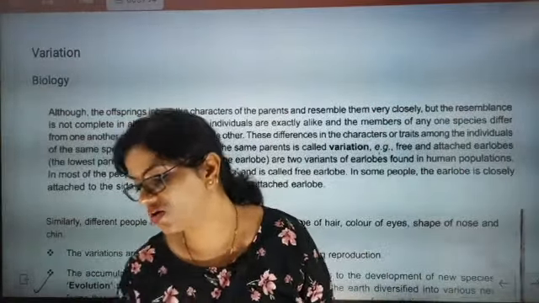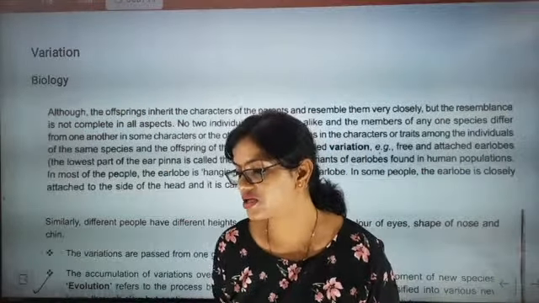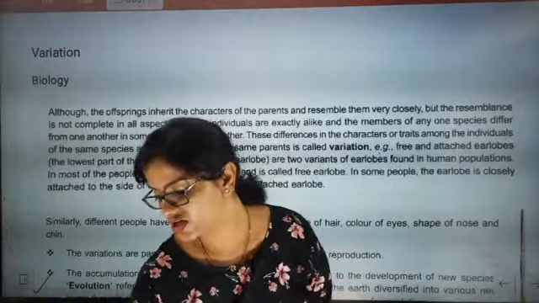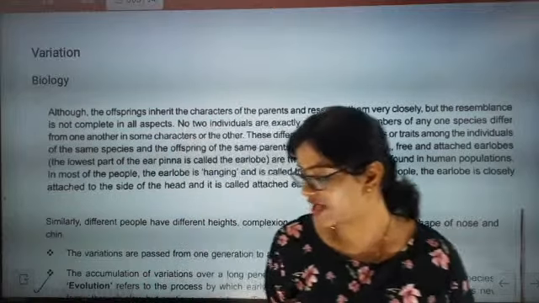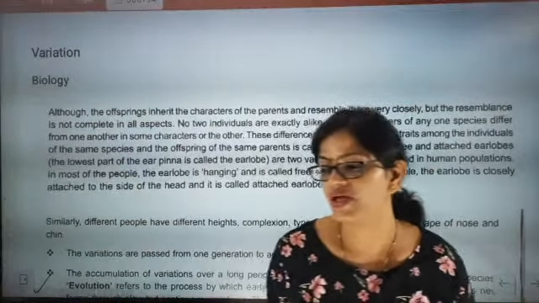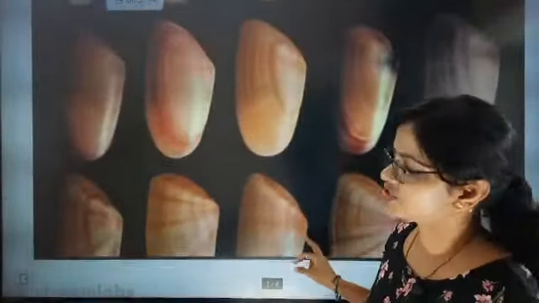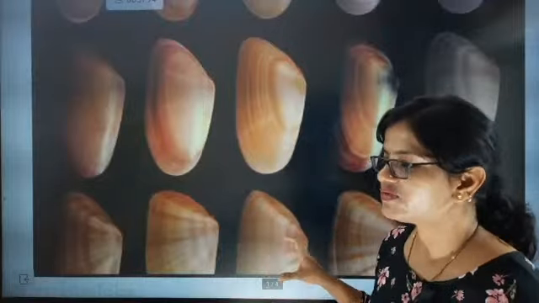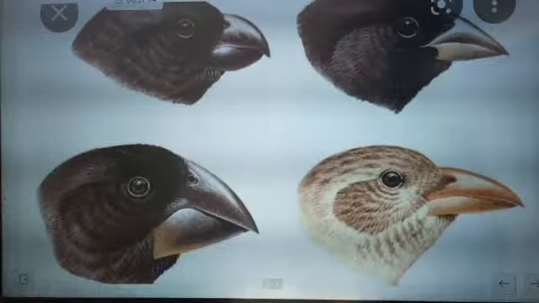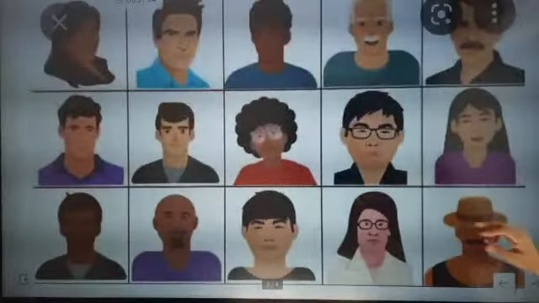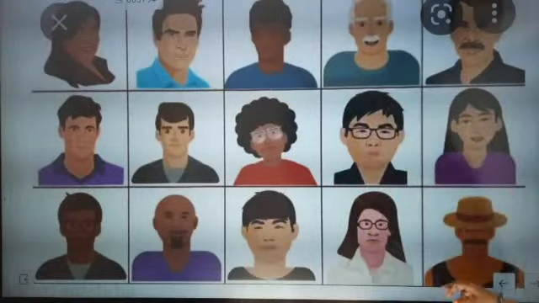Now what is the meaning of variation? If somebody asks you what the meaning of variation is, what answer are you going to give? What does variation actually mean for you? By seeing the different shapes of cells, can we see that it got varied? By seeing the different beaks, can we say that there is a variation? By seeing the different types of humans, can we say that there is variation?